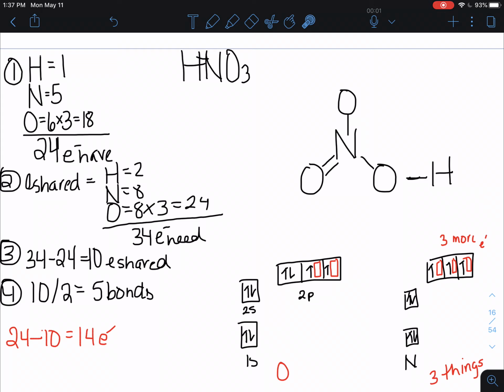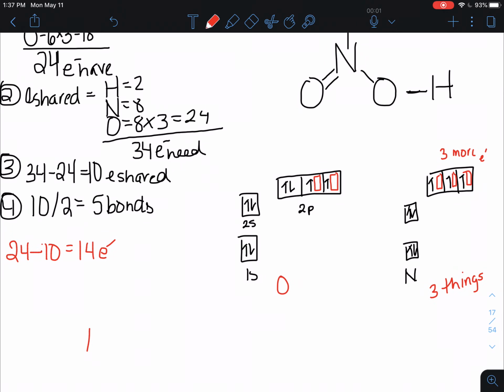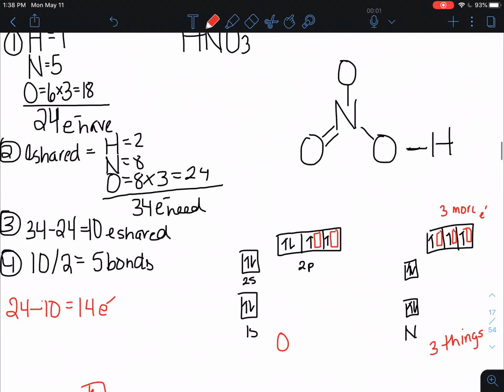Hydrogen only likes to be bound to one thing. It can only be bound to one thing. Again, that is because it only has a 1s orbital with a 1s electron in it, so it only has room for one more electron. So that's why it only likes to be bound to one thing.